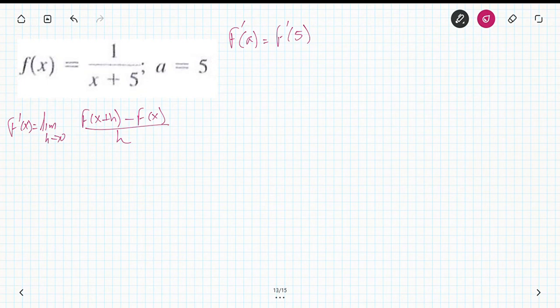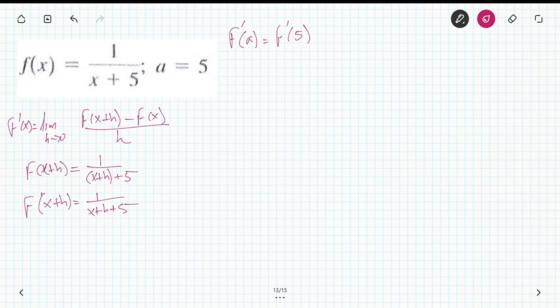Okay, we know what f of x is. We don't know what f of x plus h is. So let's evaluate that. F of x plus h is going to be 1 over x plus h plus 5. Okay, let's rewrite that and get rid of that parentheses. F of x plus h equals 1 over x plus h plus 5. Alright, so now we know what our f of x plus h is. We just plug it into our formula now.